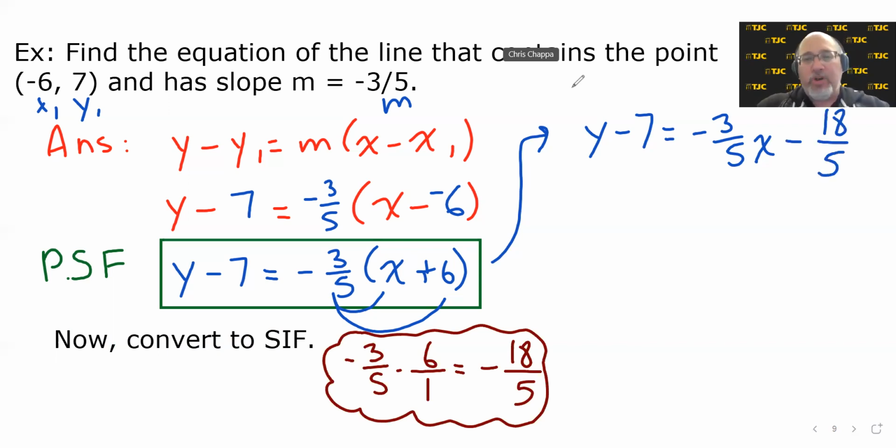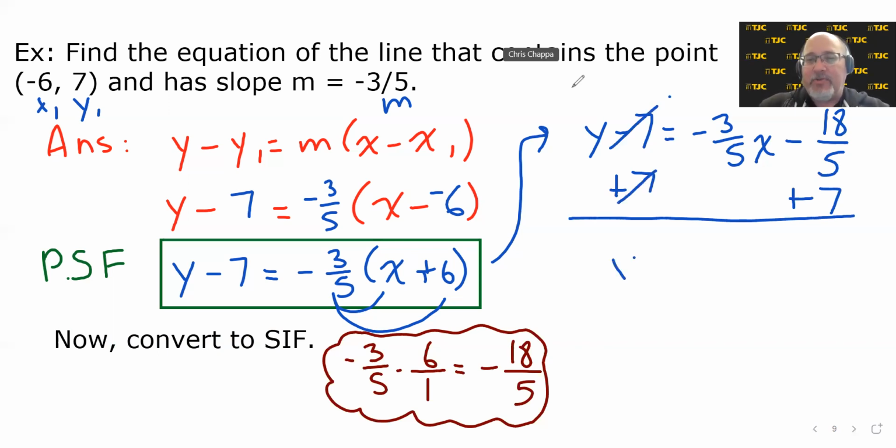But we're not out of the woods yet because now we have to add 7. Because remember, if we want slope-intercept form, we have to isolate the y. The -7 is preventing that. So add 7 to both sides and we get y equals -3/5 x. And now we need the answer to this addition problem.